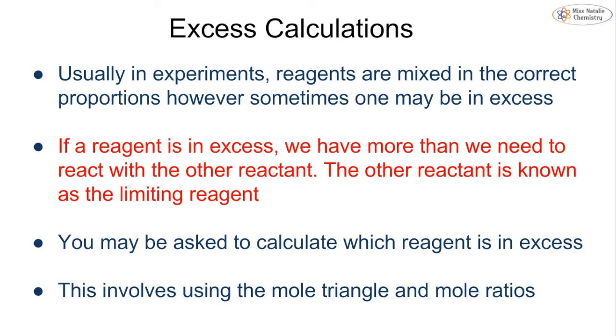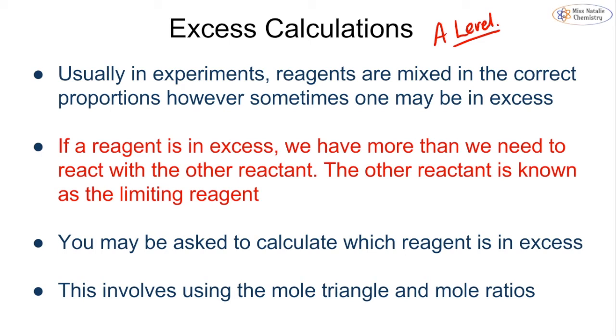Now the last thing that we need to be able to do is something known as an excess calculation. And this is something that you will cover again at A level, but you do need to understand the concept for GCSE. Now, usually in experiments, reagents are mixed in the correct proportions.